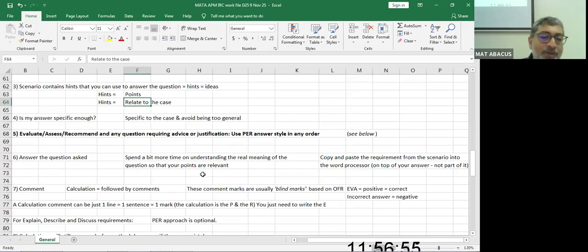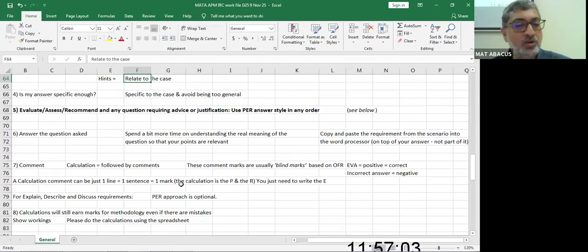So do not hesitate to make comments. You did an ABC calculation, a life cycle costing calculation, put the comment. Because these comment marks are very easy. A calculation comment can be just 1 line. That's another thing: it doesn't take much time. And sometimes just with 1 sentence, just by saying that EVA is positive and therefore value has been created, you get 1 mark.